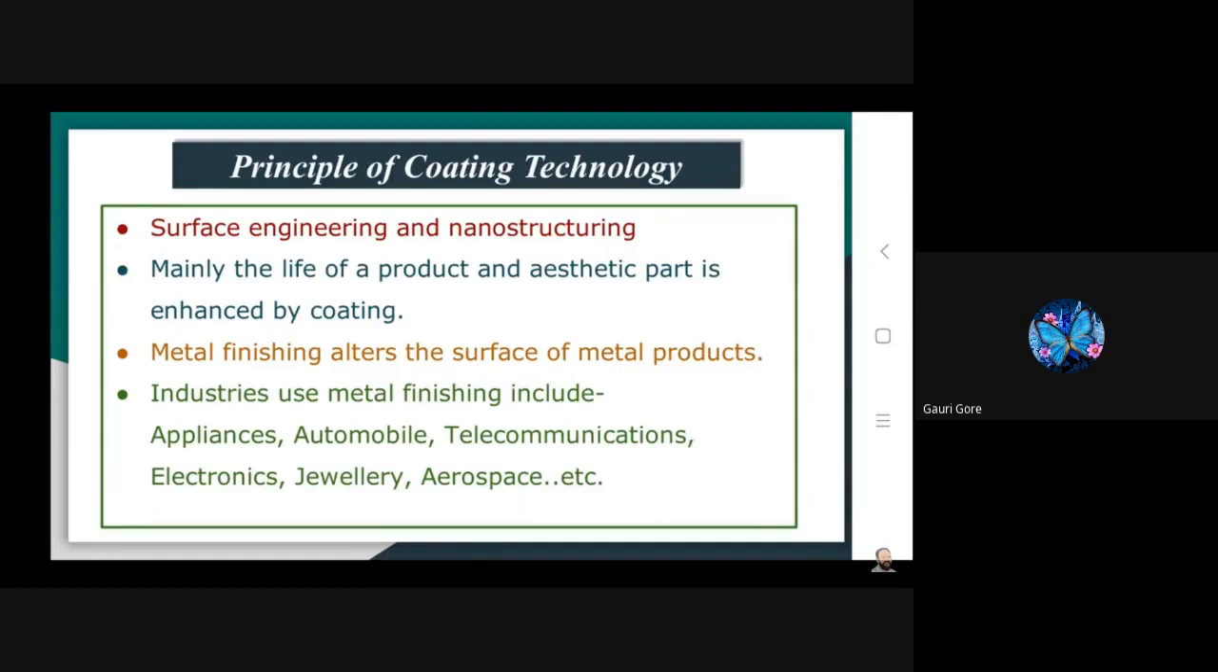And of course metal finishing alters the surface of the metal product. If we introduce a coating, it will actually alter the surface of the metal product, and most industries use metal finishing processes to achieve very good surface properties. I have just explained the different industries which use metal finishing. Okay, so this is the principle.